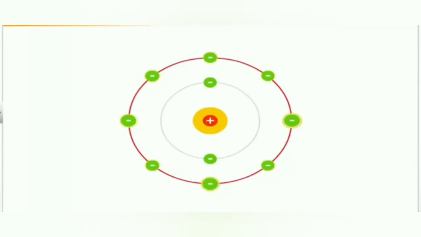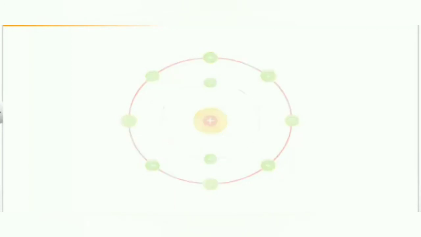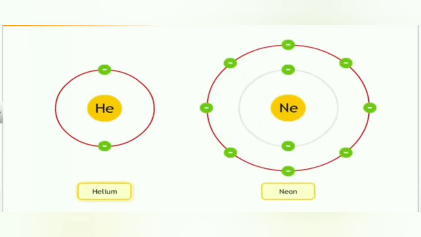Such elements having 8 electrons in outermost shell are called noble gases or inert gases. They do not react or combine with any element. In other words, we can say that their combining capacity is 0. For example, helium and neon. Helium has 2 electrons in its outermost shell and all other inert gas elements have 8 electrons.